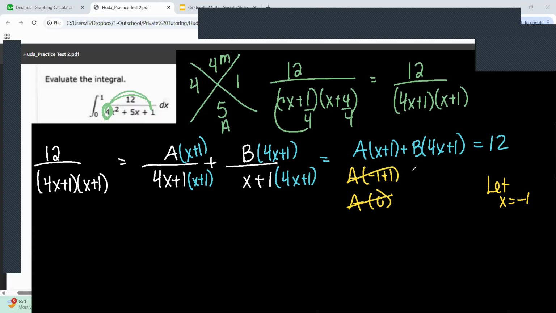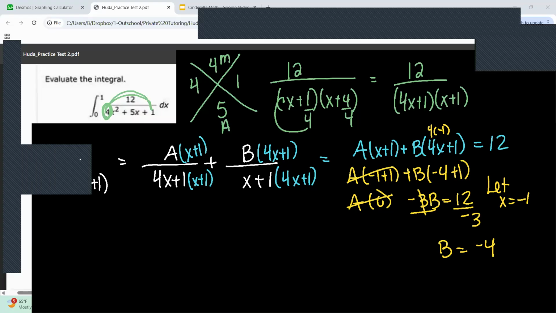Okay, so now keep going. Still letting x be negative 1. So this would be B. 4 times negative 1 is negative 4 plus 1. So that would be negative 3b, and that still equals 12. Divide, and b is negative 4.